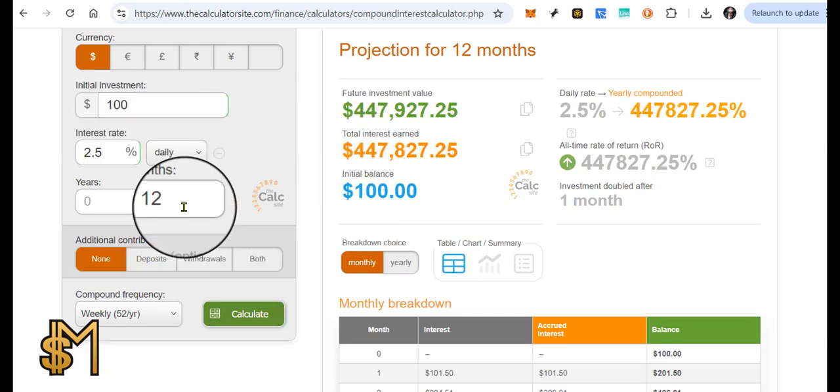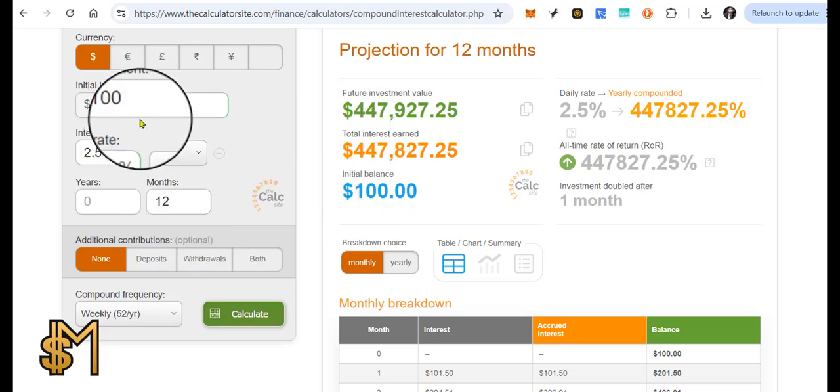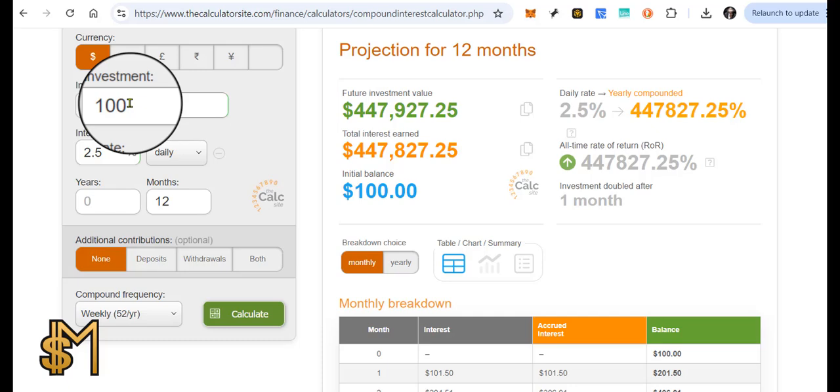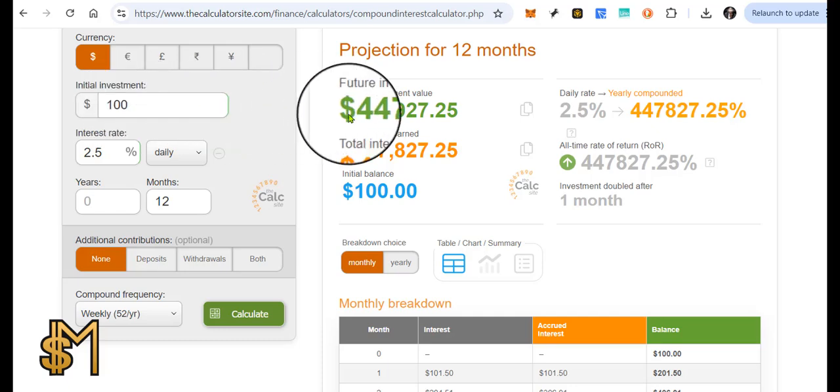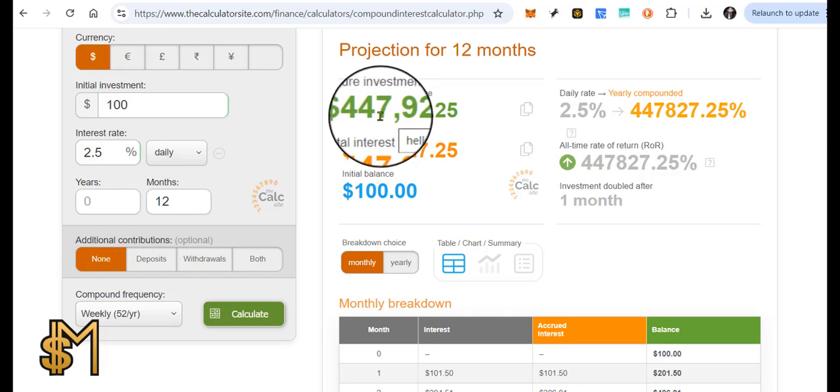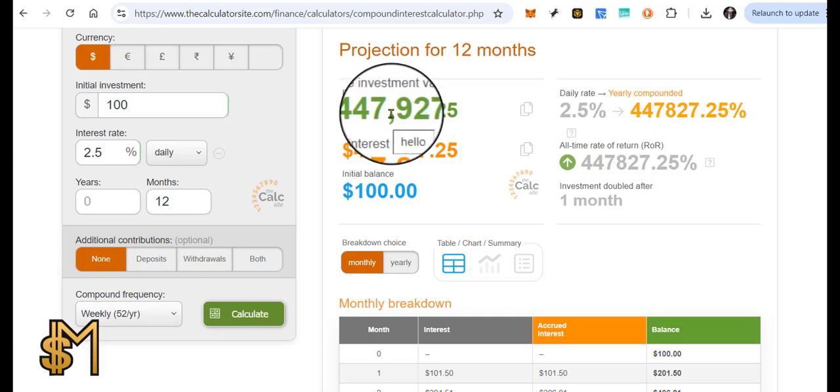Over the next 12 months, by being a part of my mastermind in phase one, leveraging $100 in the Forex market, it's being traded for you on your behalf, so you don't need to know how to read charts, enter trades, place trades, or any of that. You're simply hooking your account up to the trader. You can potentially have, over the next 12 months, $447,000 sitting in your trading account.